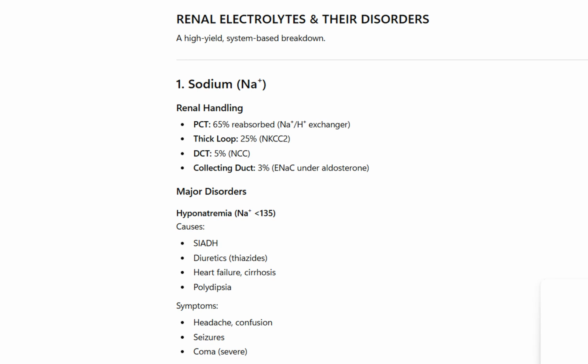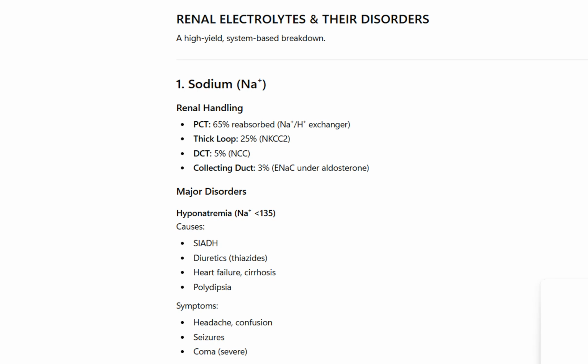Sodium is the primary determinant of extracellular fluid volume. Renal handling. About 65% of filtered sodium is reabsorbed in the proximal convoluted tubule, mainly through the sodium-hydrogen exchanger. 25% is reabsorbed in the thick ascending limb through the NKCC2 transporter. 5% is reabsorbed in the distal convoluted tubule through the NCC channel. The remaining 3% is reabsorbed in the collecting duct by epithelial sodium channels, or ENaC, under the control of aldosterone.